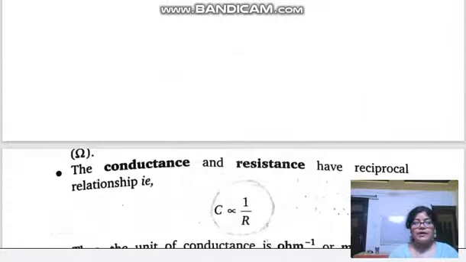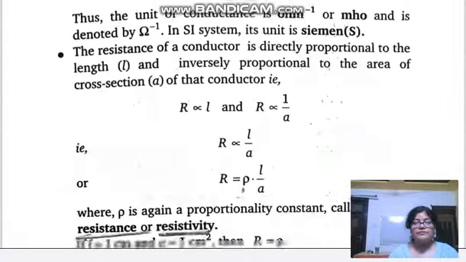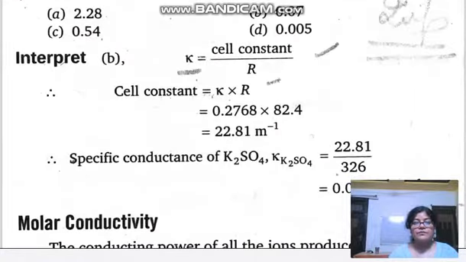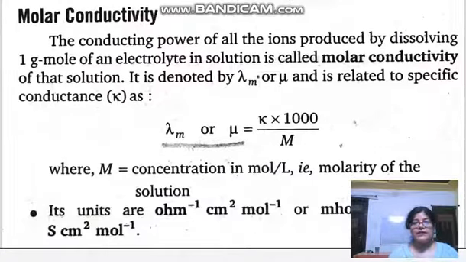Now we have to study from here, molar conductivity. It is the conducting power of all the ions produced by dissolving 1 gram mole of an electrolyte in a solution. When we dissolve 1 gram mole of an electrolyte in a solution, the power by which it produces the ions is known as molar conductivity. It is generally denoted by lambda m.